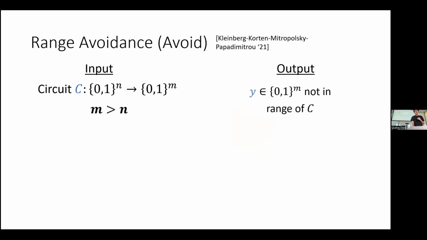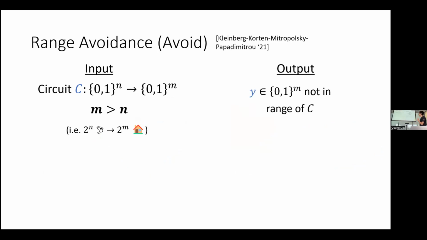And actually, people can define a computational task that captures all of this. Range avoidance is the following problem: you are given a circuit with n-bit input and m-bit output, with m larger than n, and the goal is to find a string y that is not in the range of the circuit, which means that for all inputs x, C(x) is not equal to the y you find.